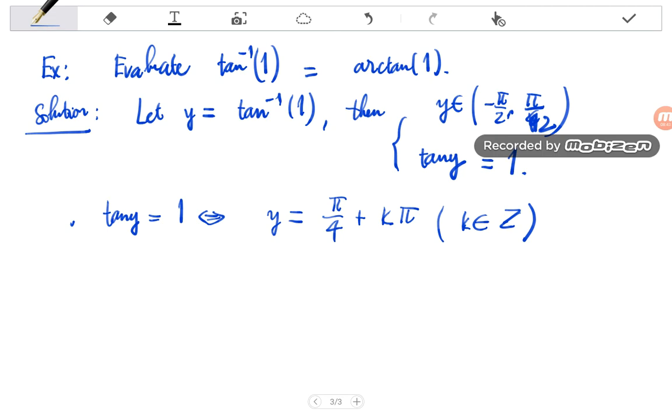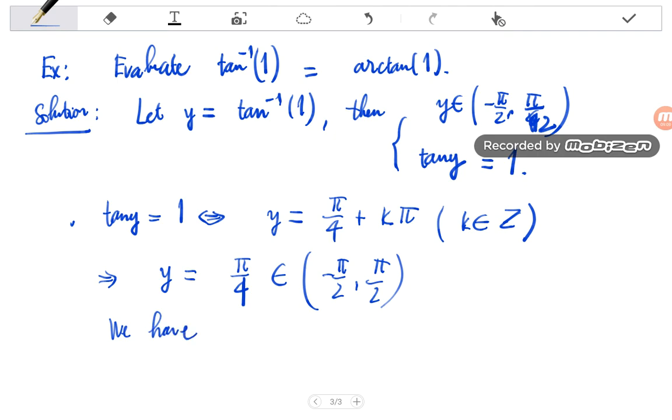And among these values, we can choose one value which lies in this open interval. And this value is pi over 4. So we have the value of the inverse function of tan at 1, or arctan 1, equals pi over 4. You can use your calculator to check it.